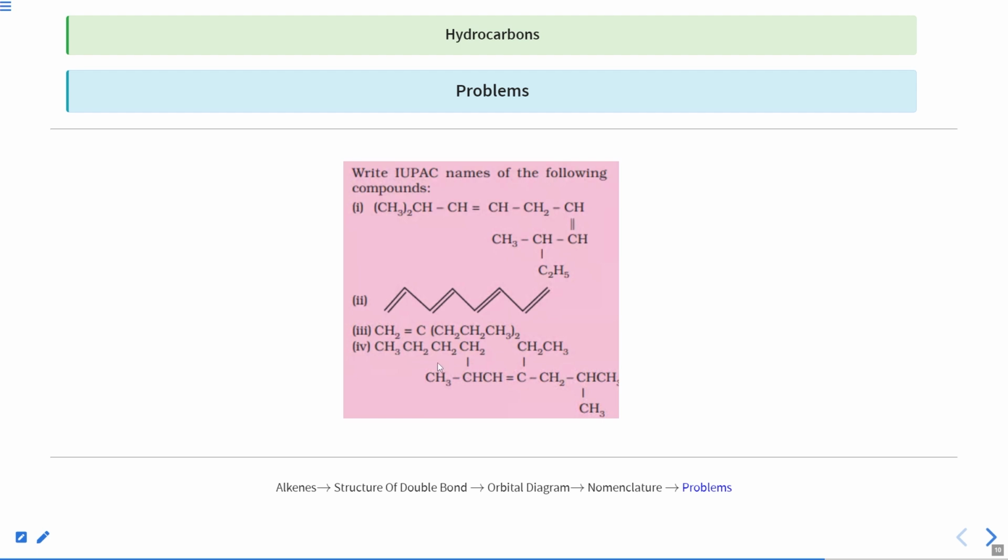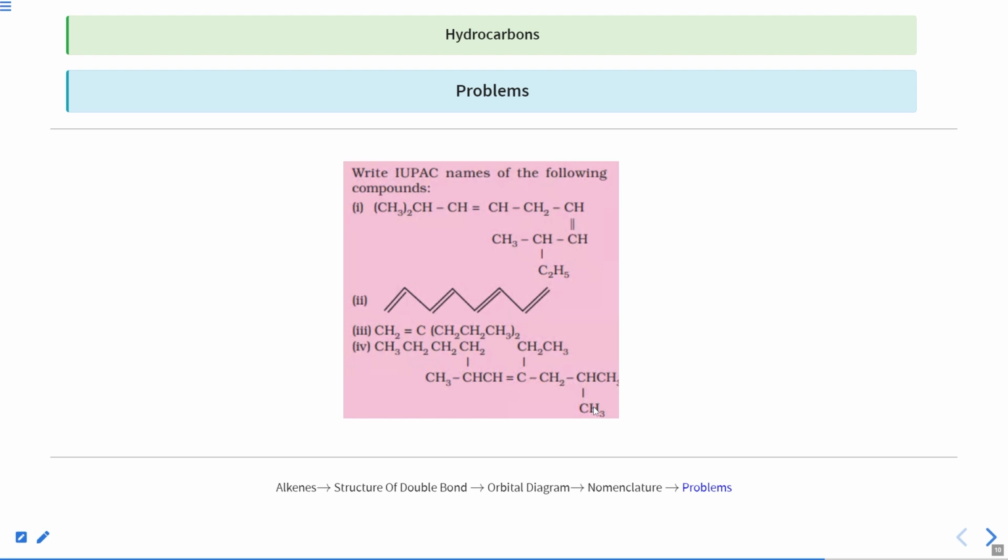What about this? What is the name of this? So first let us count the number of carbons. Count such that the longest chain can be obtained. So we can do it from this side. I think this would be good. 1, 2, 3, 4, 5, 6, 7, 8, 9, 10. So 10 carbons. I think this is the longest chain. You can count from here also: 1, 2, 3, 4, 5, 6, 7, 8, 9. No. So this is the longest chain only. The 10-carbon chain is the longest chain.